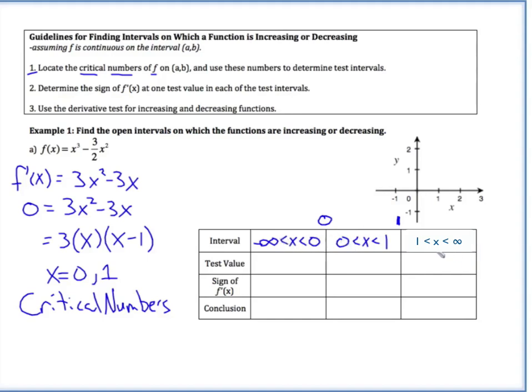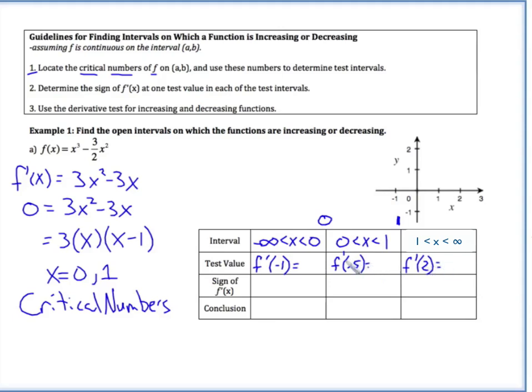Okay, so now we have our testing intervals, and it says determine the sign of f prime of x at one test value in each of the intervals. Okay, so we need to test some values here in each of these intervals. So here we can try something that's just less than 0, so like -1. And so what we're going to do is actually find f prime of -1. Here we could try f prime of something between 0 and 1. Let's just try 0.5. And here we need something greater than 1, so let's try 2, and let's find f prime of 2.